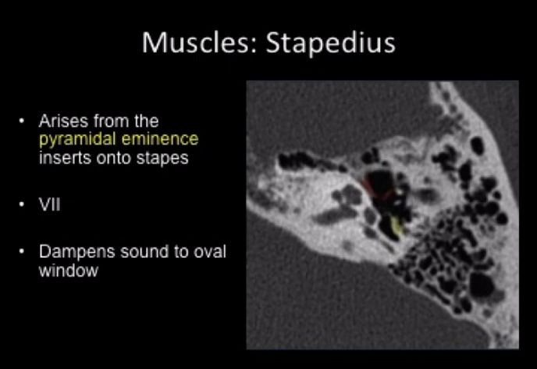Stapedius, again, just to point out, this is the pyramidal eminence, and the stapedius is here. It's absolutely minuscule, and it attaches to the stapes. So if you see that, it's got a different innervation, the facial nerve. And of course, both the tensor tympani and the stapedius are there to protect your inner ear from loud noises.